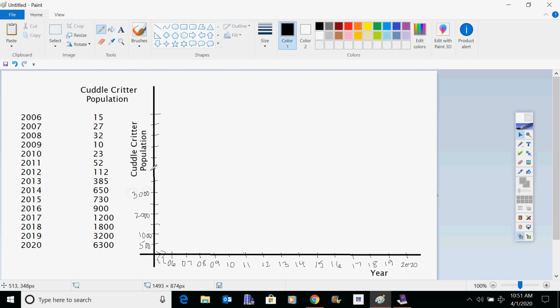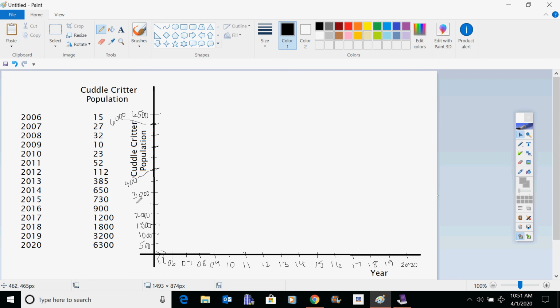We have 4,000 right here and 5,000 right here. So here's 4,000. Here's 5,000. Here's 6,000. And this one is 6,500. So we can fill in these other numbers here so that you have as many filled in.